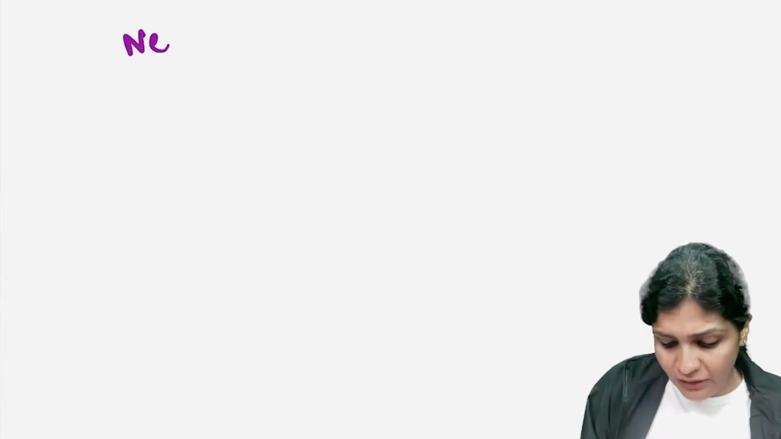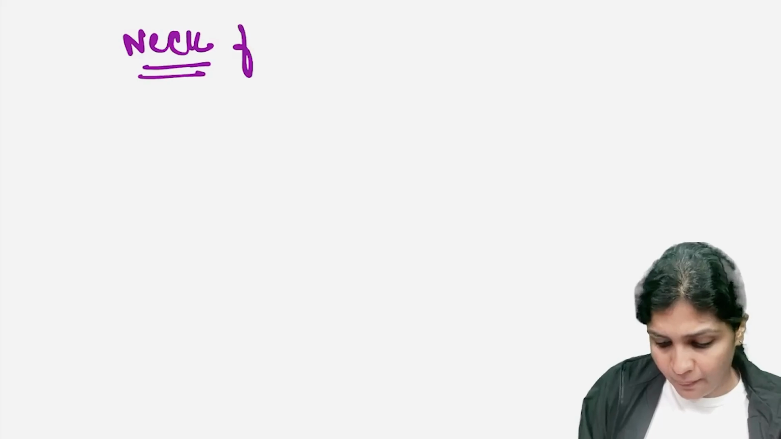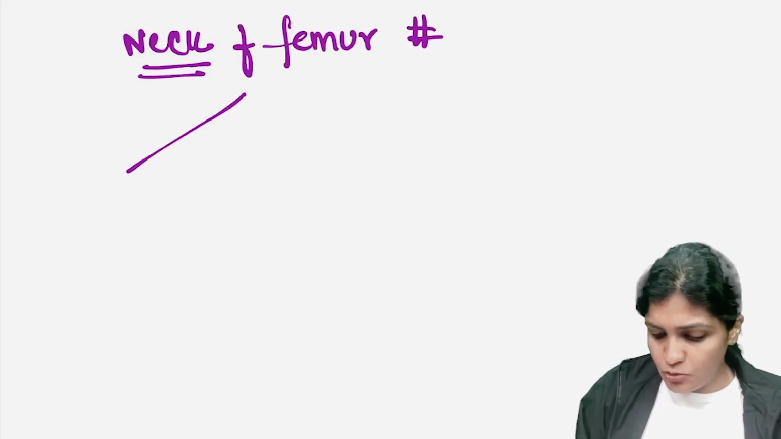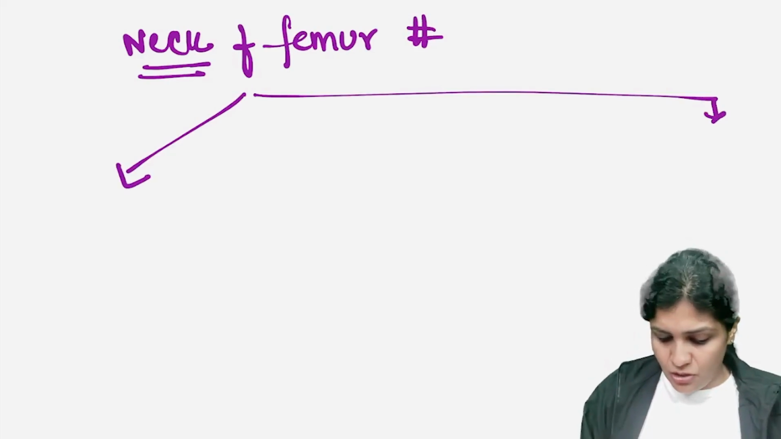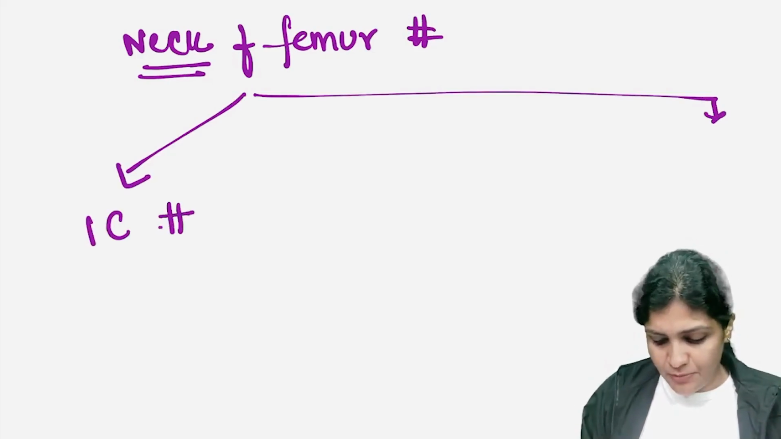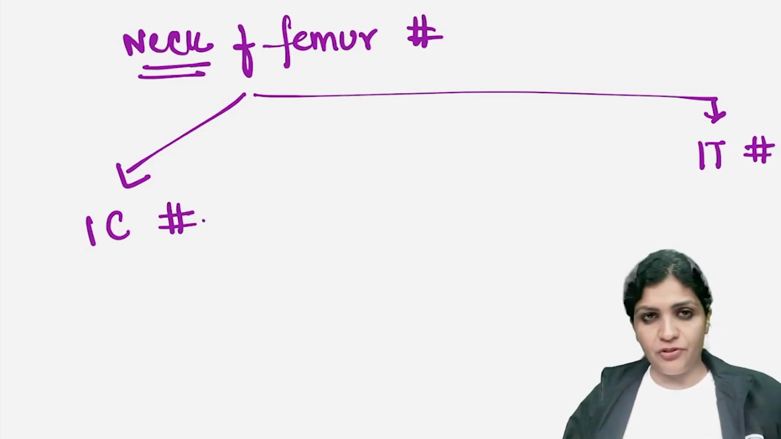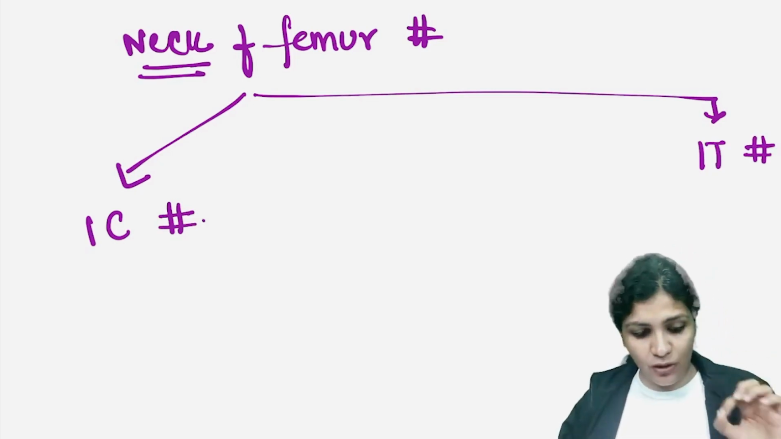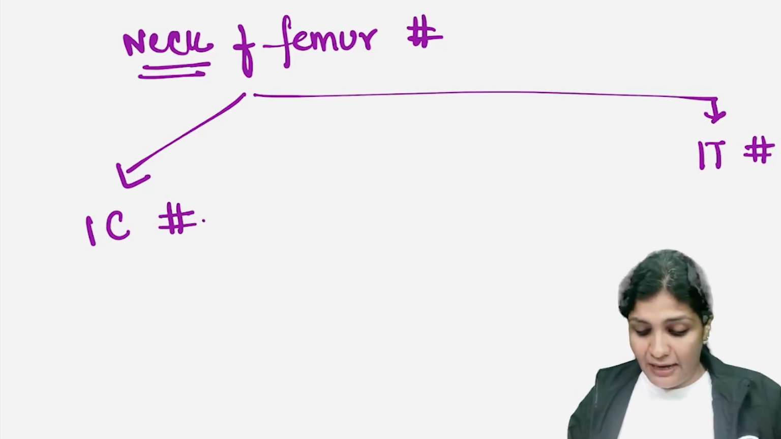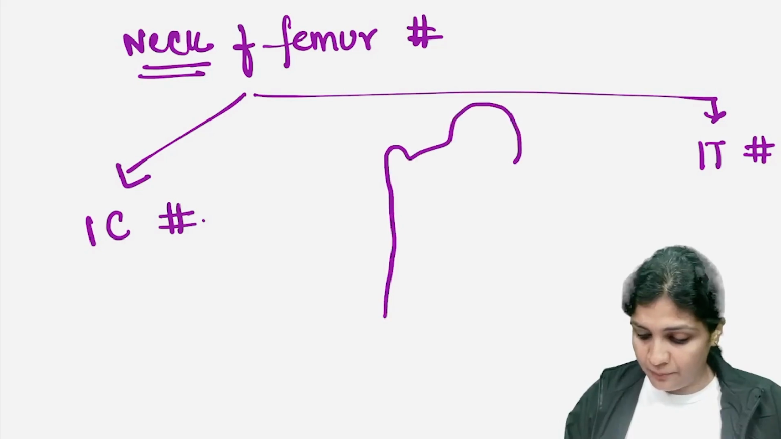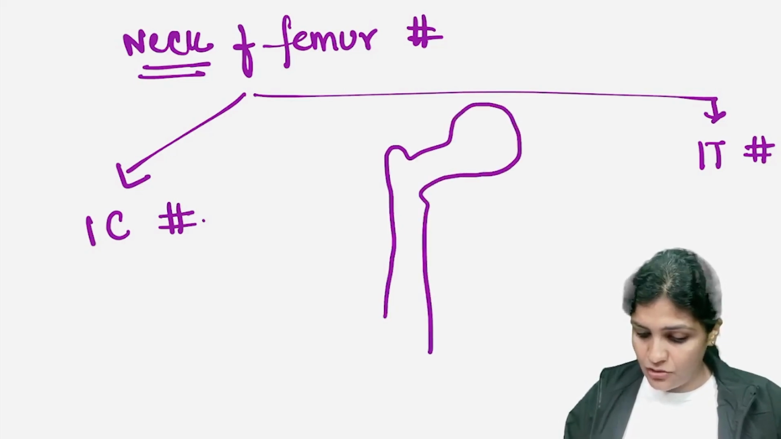So neck of the femur fracture. There are two types of neck of femur fracture. One is called the intracapsular fracture. The second one is called the intertrochanteric fracture. Now let me tell you, if this is your neck and this is your femur.